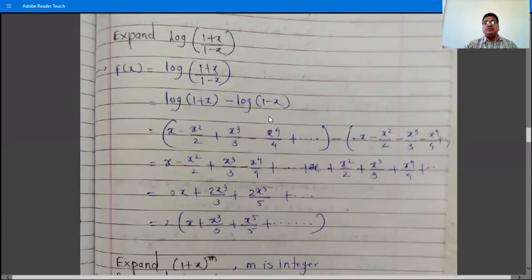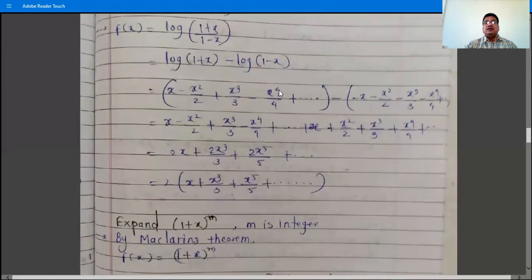And for the expansion of log(1 - x), just replace x by -x in this. So we have this term is -x, and (-x)² is +x², so it is -x²/2. Then this is -x³/3, and (-x)⁴ is +x⁴, so minus remains minus. So this is the expansion of log(1 - x). Just replace x by -x in the expansion of log(1 + x). So we have this. Then after the negative sign, all the terms become positive.